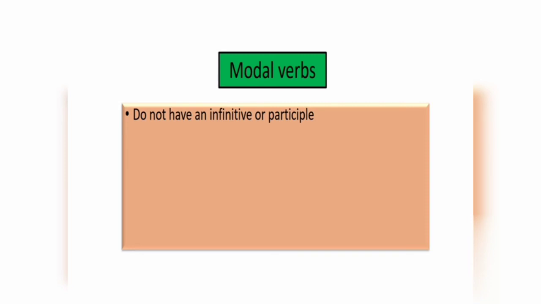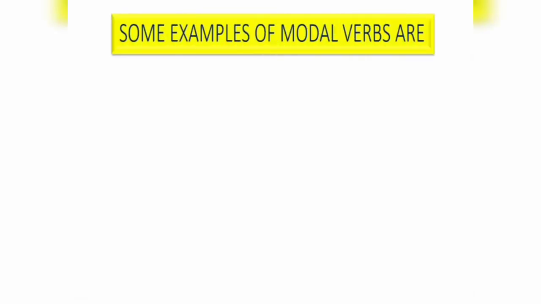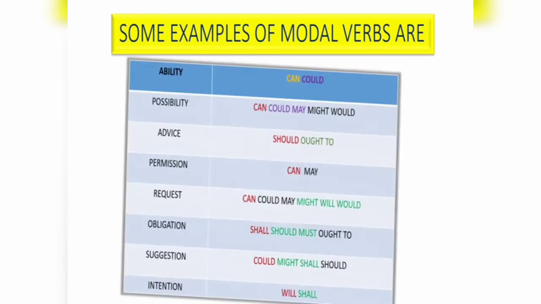So when you have could, it doesn't have any participle. If you have will, it doesn't have any participle. So they don't change their form. They still maintain their form in a sentence. And then modal verbs are usually followed by a main verb in base form. Great.